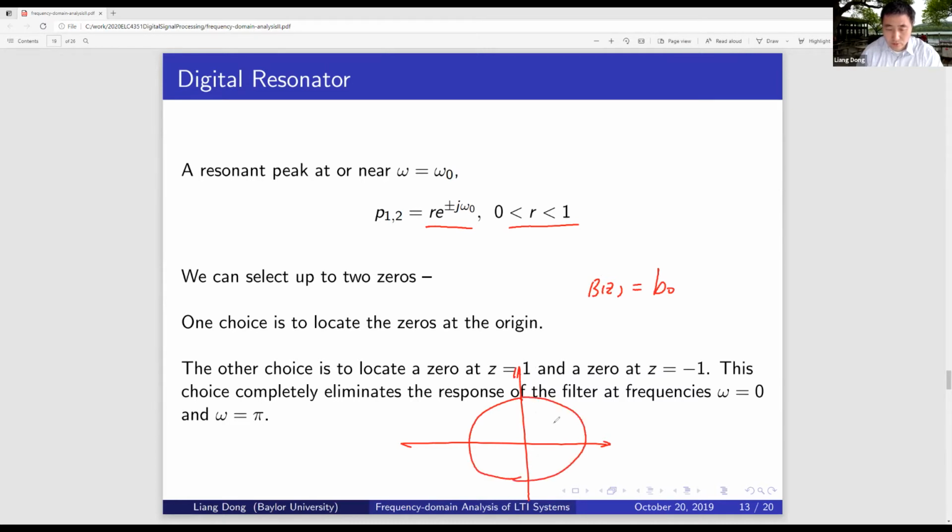So you have two poles here and here. I can put two zeros at the origin. I can also put a zero here at z equal to 1 and a zero here at negative 1, where this point is frequency 0 and this point is frequency pi. Therefore, at the two ends, low frequency and high frequency, you want to make sure your signal component is completely nullified. And then it's really a bandpass filter. Only the signal around here is emphasized.